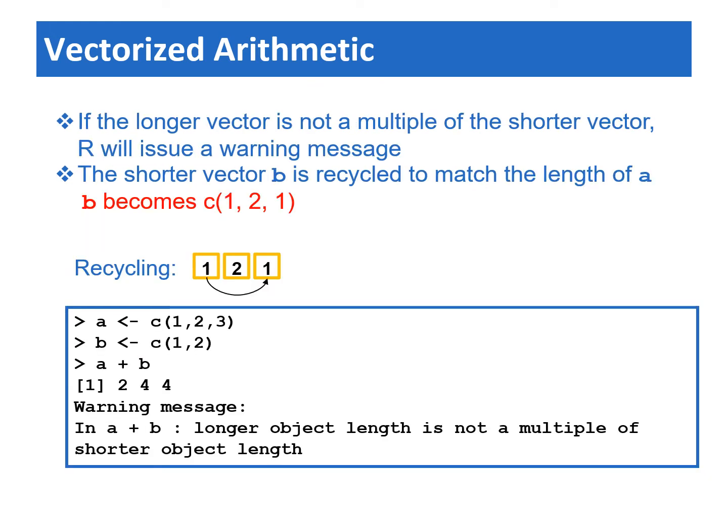There might be a situation where the length of the longer vector is not a multiple of the shorter vector. This is generally not intended by programmers. In this situation, a warning message will be issued, like the example on this slide. A is a vector of length equaling 3, while B has a length of 2. Since the length of A is not a multiple of the length of B, R generates a warning message. Since B is a shorter vector, it extends its length by recycling its elements. During the calculation, vector B is extended to 1, 2, and 1.